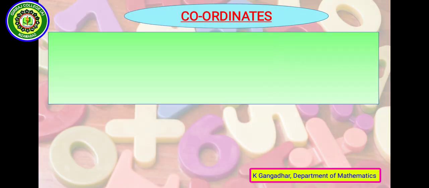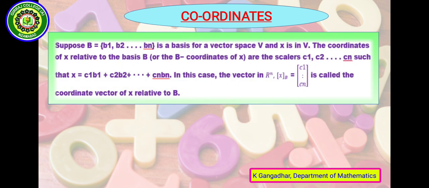So now the definition of coordinates. Suppose B equal to {b1, b2, so on bn} is a basis for a vector space V and x is in V. The coordinates of x relative to the basis B are the scalars c1, c2, so on cn, such that x equal to c1 b1 plus c2 b2 plus so on plus cn bn. So in this case, the vector in R to the power n, [x]_B equal to (c1, c2, so on cn), is called the coordinate vector of x relative to B.